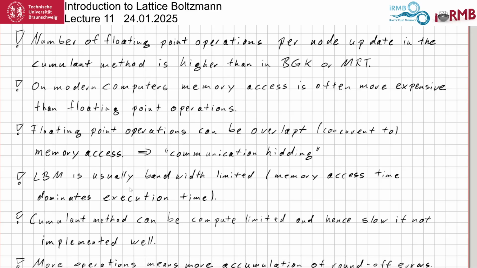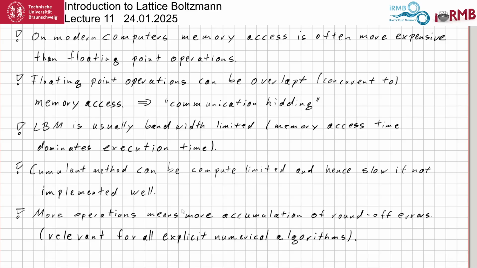this method can easily become dominated by these floating point operations, in particular if you have a naive implementation thereof. I remember the first cumulant implementations were 10 or even 50 times slower than a BGK. So, orders of magnitude slower. That is no longer the case.